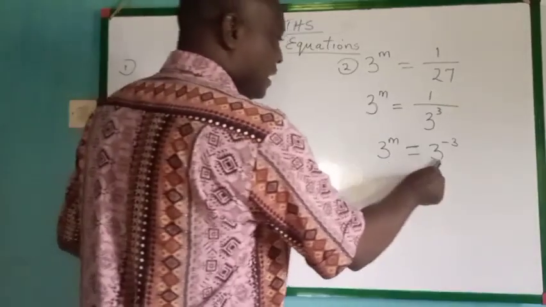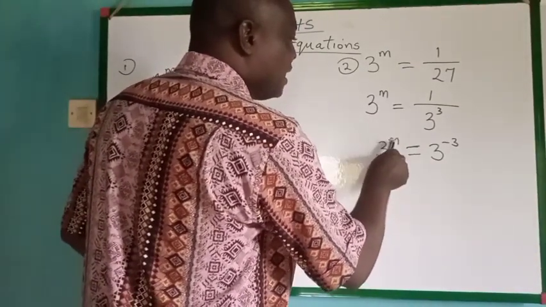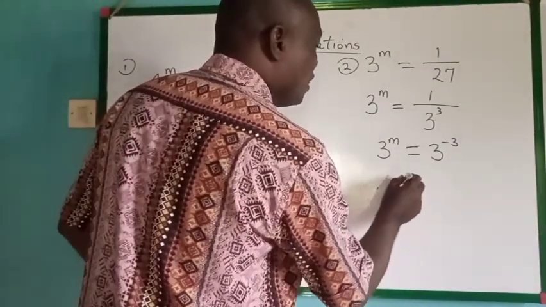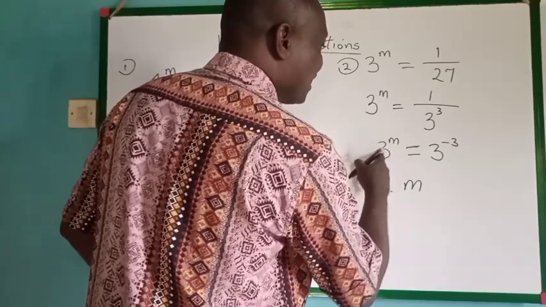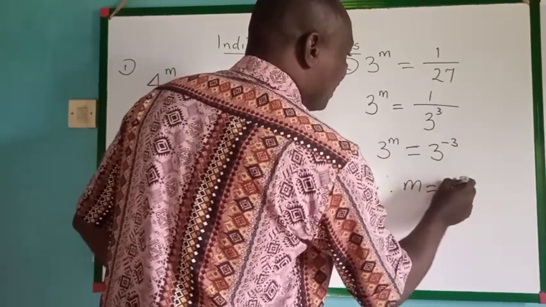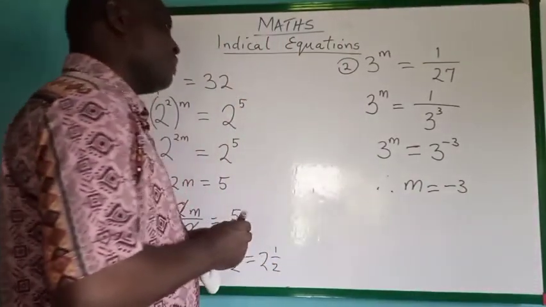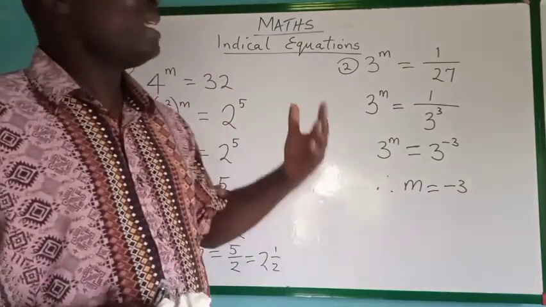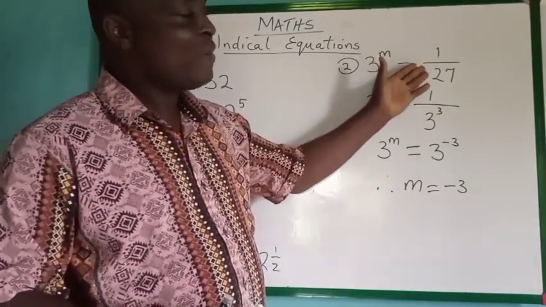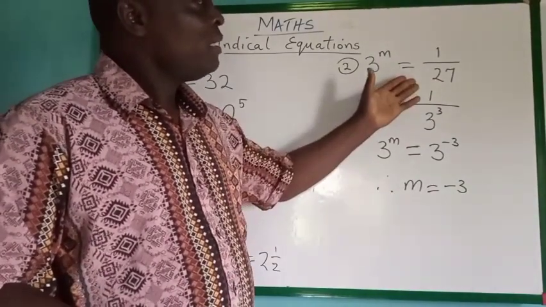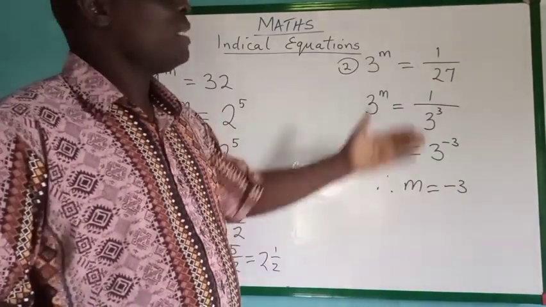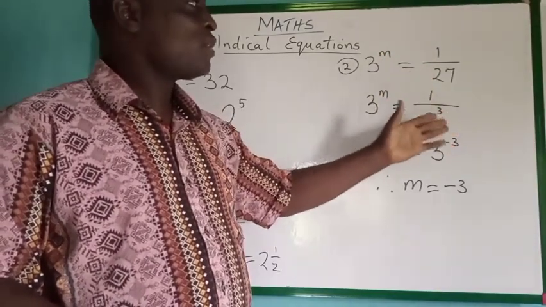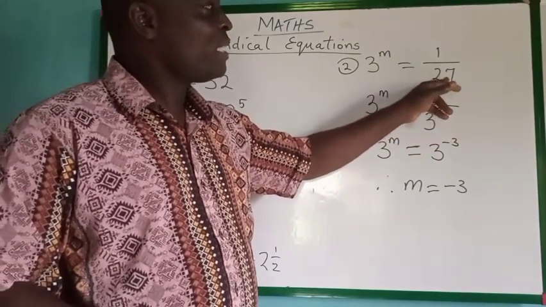So if they are the same, they are equal, it means that the powers are also equal. So in this case, we can now say, therefore, m, which is the power on the left hand side, is equal to minus 3, which is the power on the right hand side. The most important part of this second example is for you to know how to convert and manipulate the expression that we have on the right hand side. It's a fraction, but I can change this fraction to be a straight line expression. I can as well change this 27 instead of raised to the power 1.